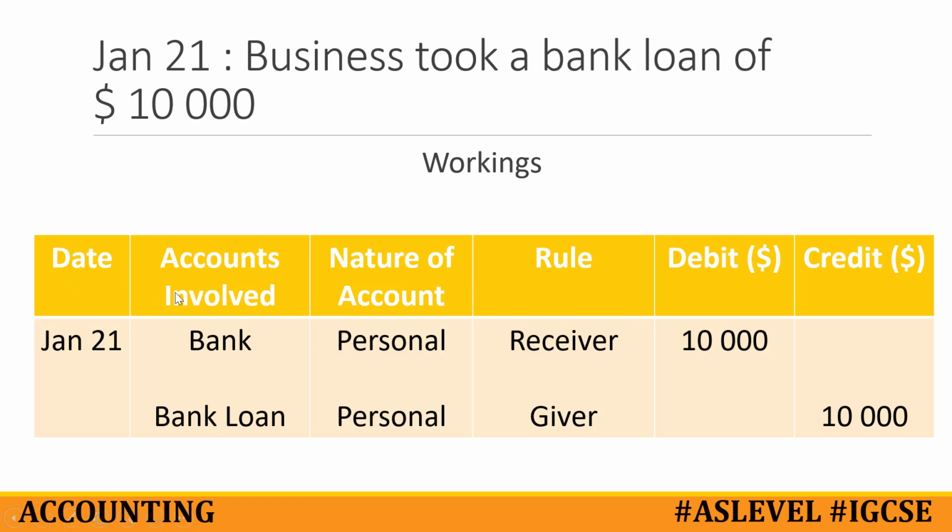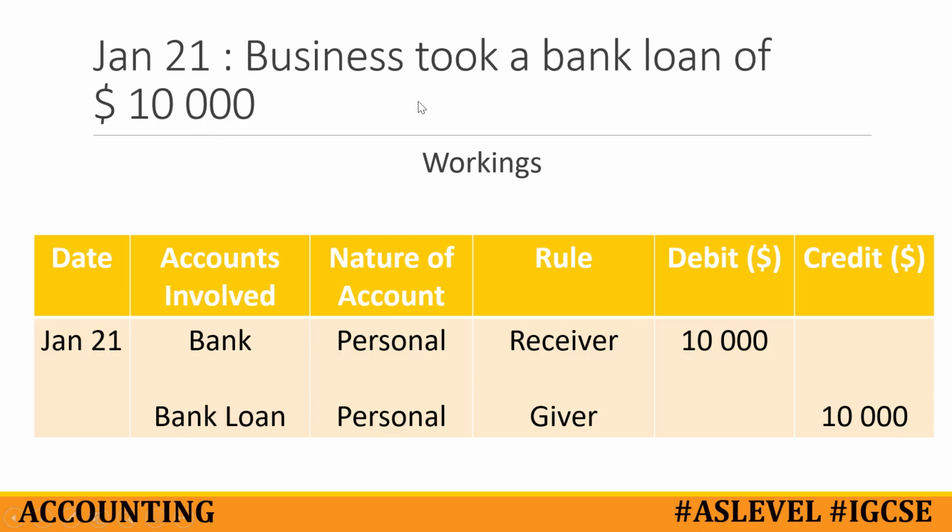So this has the date, the two accounts involved in this transaction, the nature of account. There are different classes of account, so which class this belongs to is written over here. Then in detail, what is the rule that is being applied over here? Then this is your debit column and your credit column.